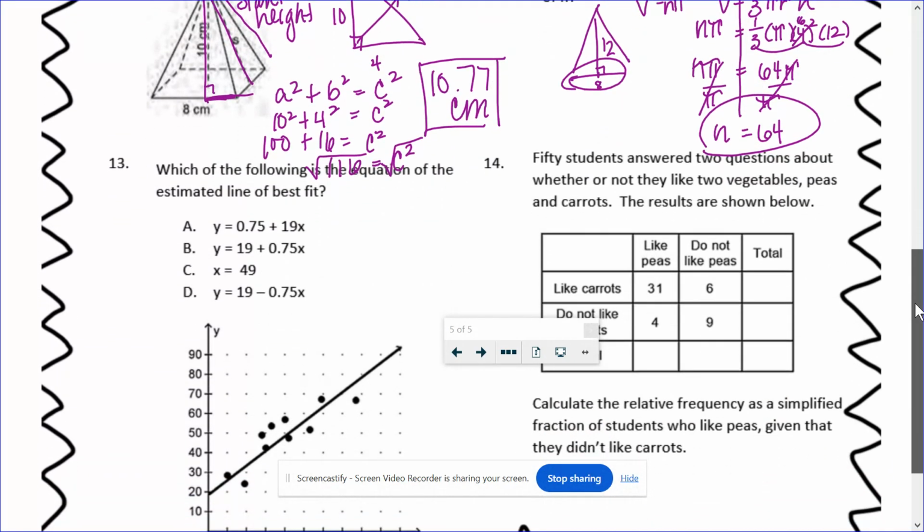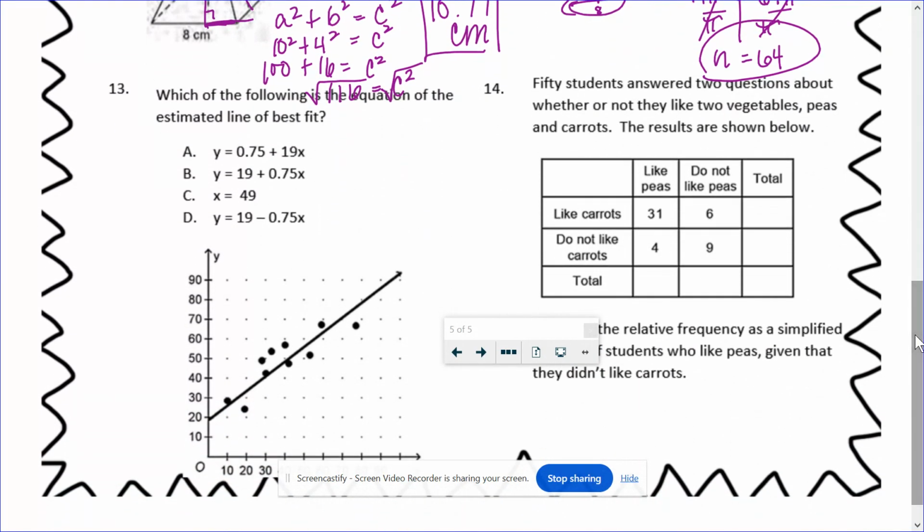Number 13, which of the following is the equation of the estimated line of best fit? So here's my points, here's my line of best fit. Well, that's kind of hard to determine. So let's just look at our choices here. So we want these all in y equals mx plus b form, which means those need to be reversed. So let's just rewrite that as y equals 19x plus 0.75. And let's rewrite this one as 0.75x plus 19. That one I don't need to rewrite. Although I can eliminate that right off the bat because it's a vertical line.